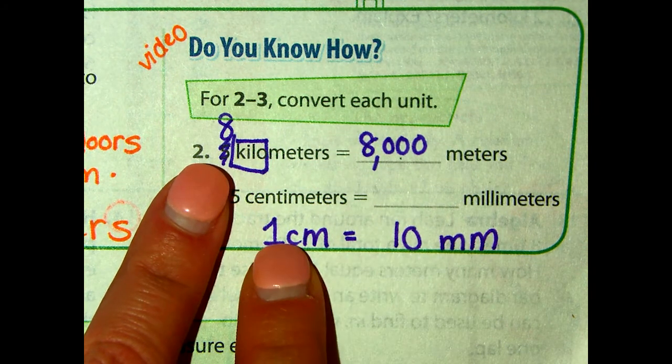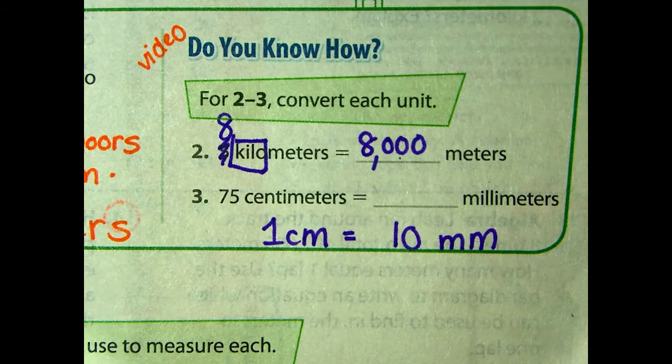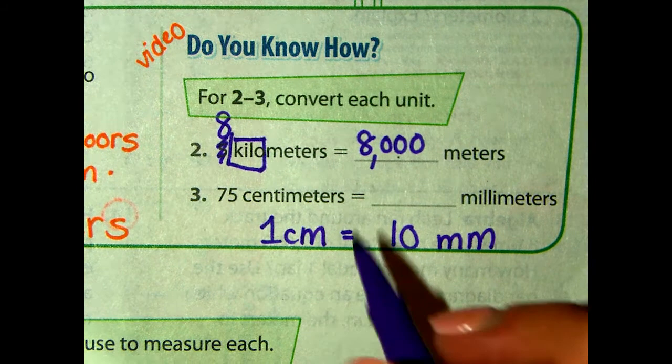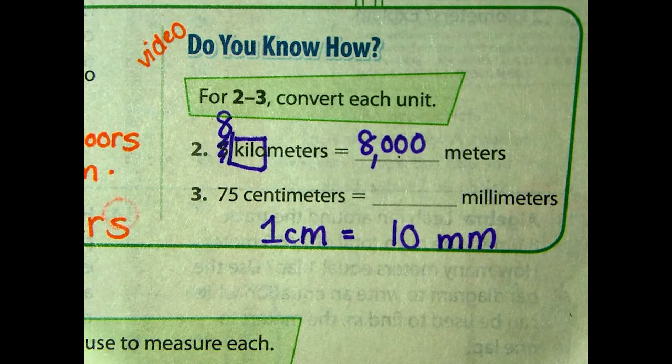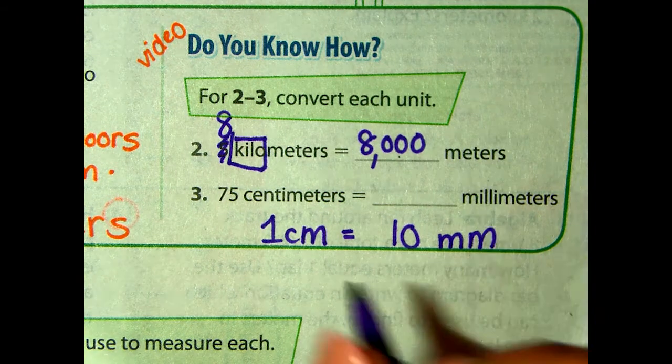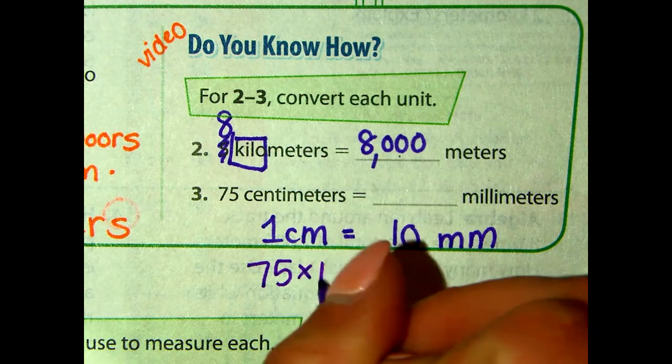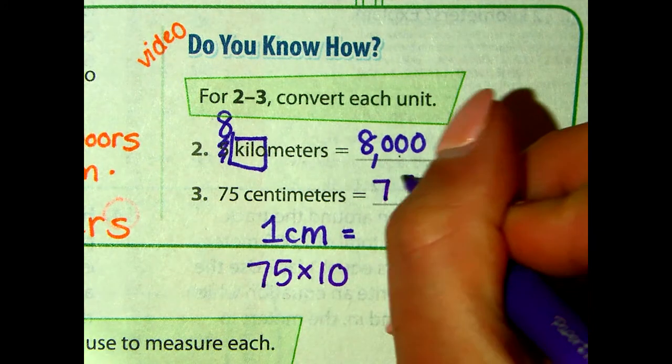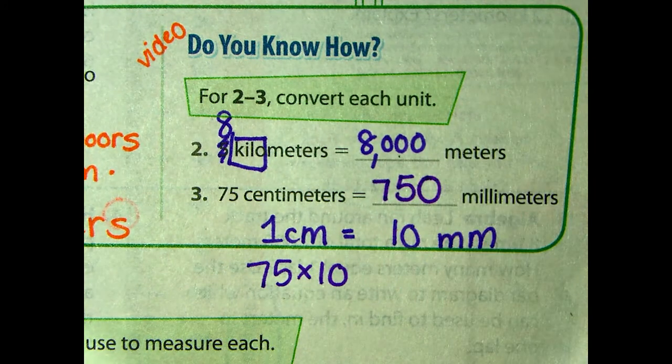So now let's think, how could you find 75 centimeters? How many millimeters are in 75 centimeters? Right, you're going to multiply by 10. So 75 times 10 would be the same as 75 and adding on the 0 for a total of 750 millimeters. Today you guys have some practice problems.